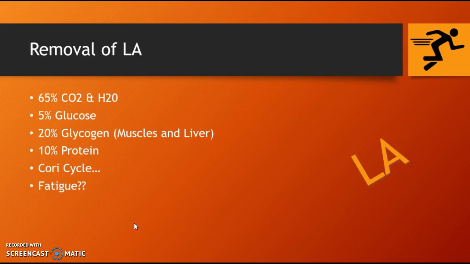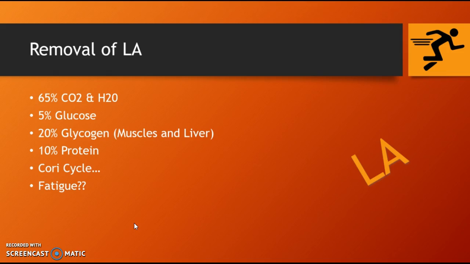So the removal of lactic acid then. 65% of the lactic acid that we produce is basically transported into CO2 and H2O, which are then obviously transported out of our body. 5% is turned into glucose, 20% is turned to glycogen through the muscles and liver.